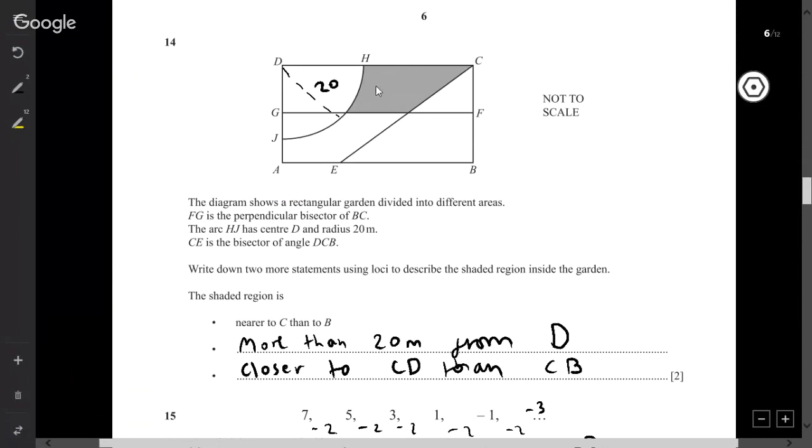Okie dokie. So first, they've given us nearer to C than B. Well, that is very true. It is nearer to C than B. We can say also that it is more than 20 meters away from D because we know that this is always 20 because this is the circle center. This is always more than 20 meters away, this region. And we can also say, due to this bisector, it is closer to CD than BC.